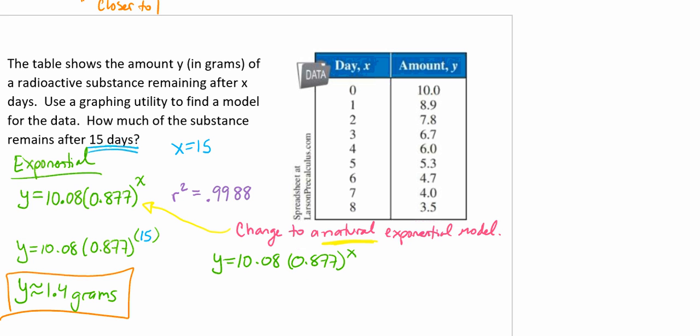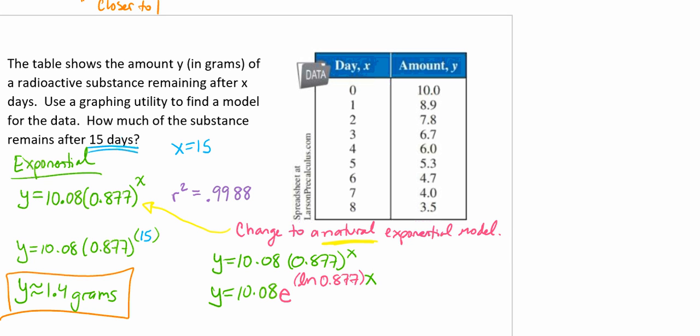And we're going to write it as the natural log, okay? So what you're going to do is convert it. So you have y equals 10.08. Then, so this is the change, we're going to put our e in, and then from there, you're just going to put the natural log of 0.877 times x. So the x was already there. Let's write that in the bright green.